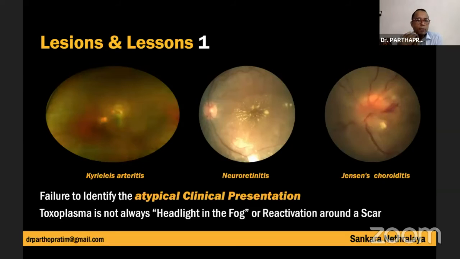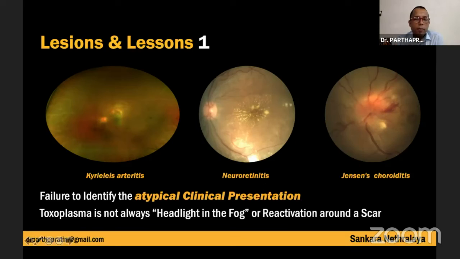The number 1 is failure to identify the atypical clinical presentations. Often we don't pay attention to atypical forms like Kyrieleis arteritis, which usually does not leak in fluorescein angiography, whereas a normal vasculitis will leak. There can be presentations like neuroretinitis, and there can be retinochoroiditis around the optic disc, which is earlier known as Jensen's choroiditis. Remember the other differentials of Jensen's choroiditis. These are TB and toxocariasis.